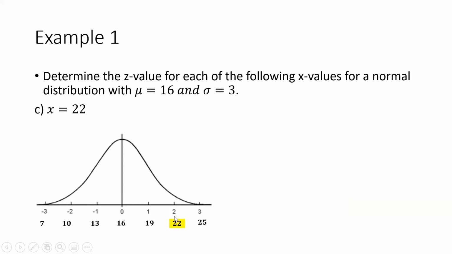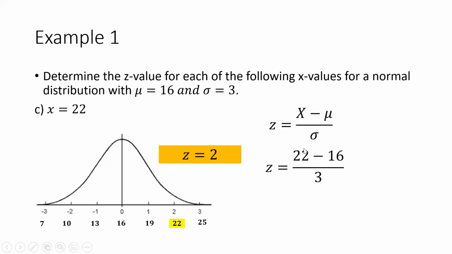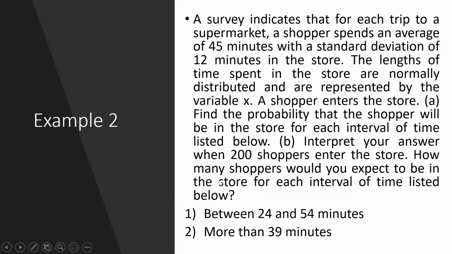Now how about x equals 22? We know that x equals 22 is at z equals 2, meaning the z value of x equals 22 is z equals 2. If you want to use the formula, our x is 22 minus 16 over 3. Computing this, z is equal to 2. Now how about in the problem?